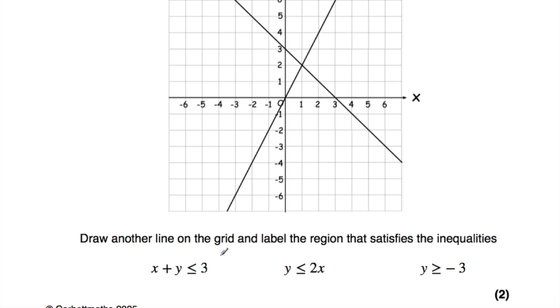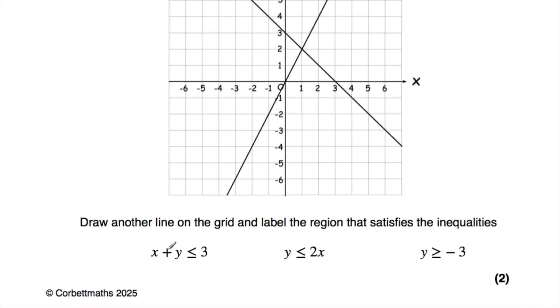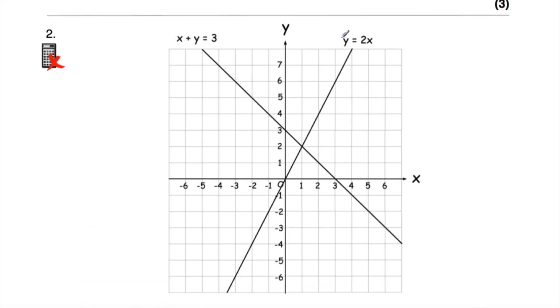Now, if we have a look here, the first two look familiar. If we go back up, x plus y equals 3, well, it's a bit like that. If I wanted to draw the region on the grid that satisfies that inequality, I draw x plus y equals 3, and then I figure out what side of the line would satisfy the inequality. Likewise, here I would draw y equals 2x, and here I would draw y equals minus 3. And these first two have been drawn for us. If we go back up, we've got x plus y equals 3 and y equals 2x there.